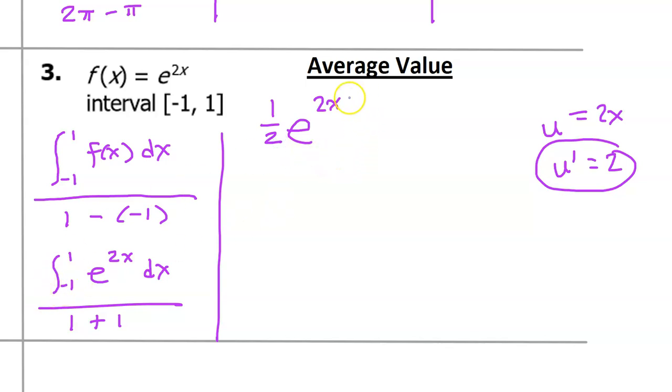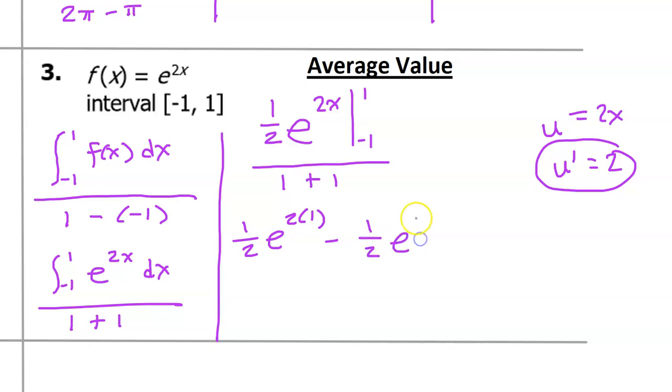So I will have this 1/2 out in the front. This is a definite integral, so I'm going to have to evaluate using my limits of integration from -1 to +1. And I'll leave it as 1 plus 1 for one more step. When you evaluate a definite integral, you find the value at the upper limit minus the value at the lower limit. So I need to do 1/2 e to the 2 times 1 minus 1/2 e to the 2 times -1. The upper limit, value at the upper limit minus the value at the lower limit. Okay, and over 1 plus 1.